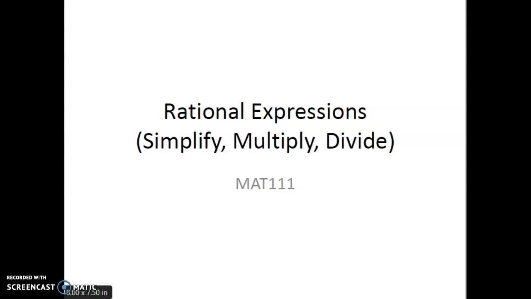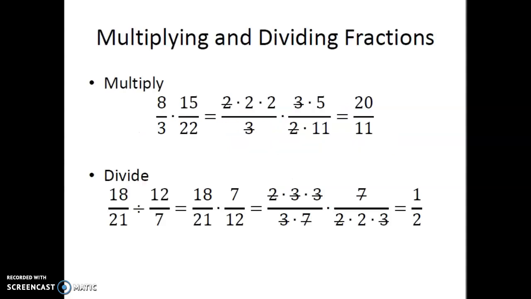In this video, we're going to talk about rational expressions, including multiplying and dividing. So when we're talking about multiplying and dividing rational expressions, we should first go back and think about fractions, since a rational expression is just a fraction and all the operations behave in the same way.